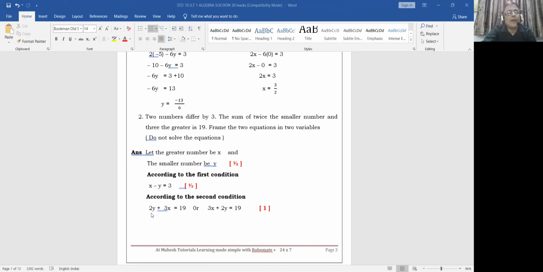So if you have written 2y plus 3x equal to 19, then also it is correct. If you have written 3x plus 2y equals to 19, then also it is fine. This will carry 1 mark. Okay, little tricky, so 1 mark.